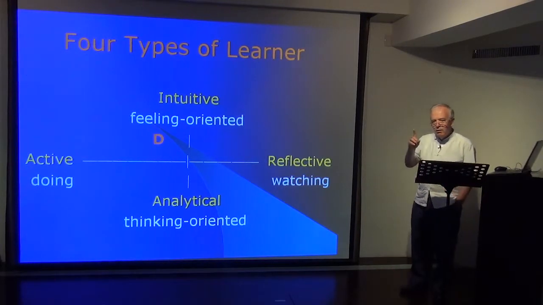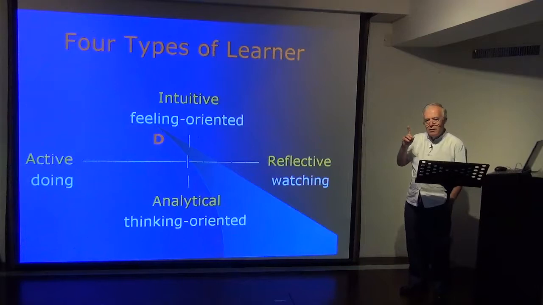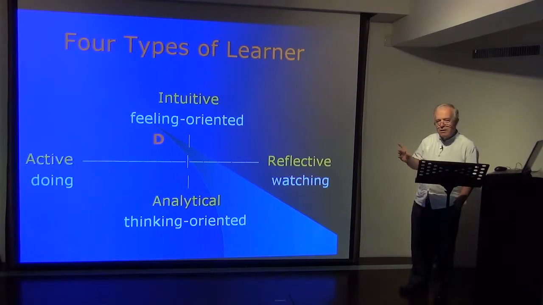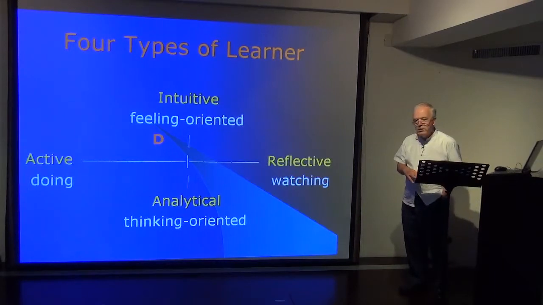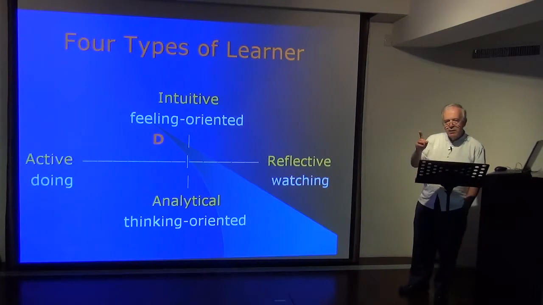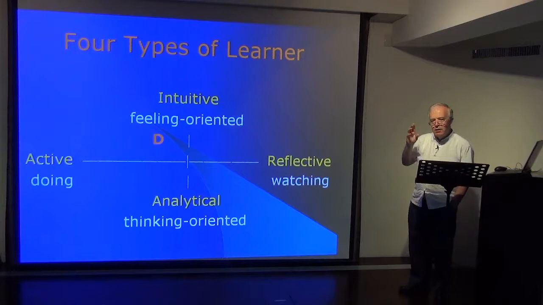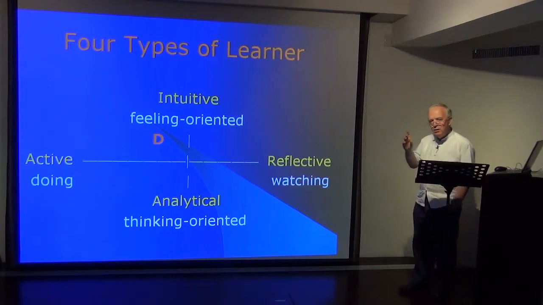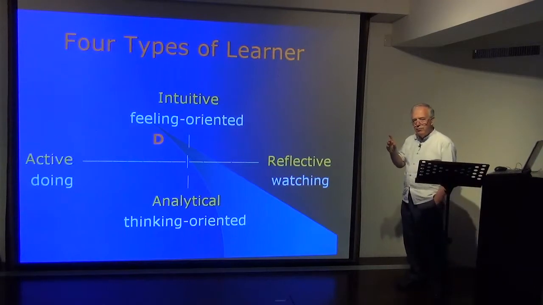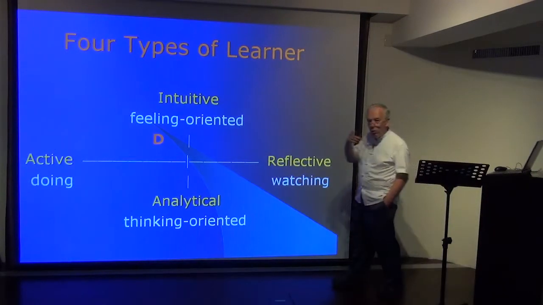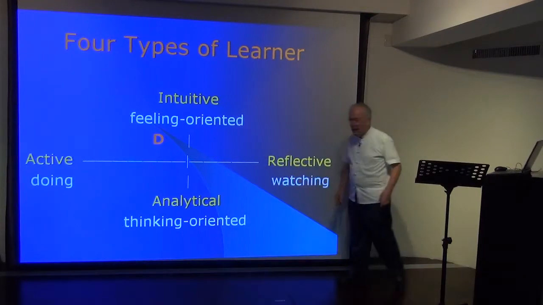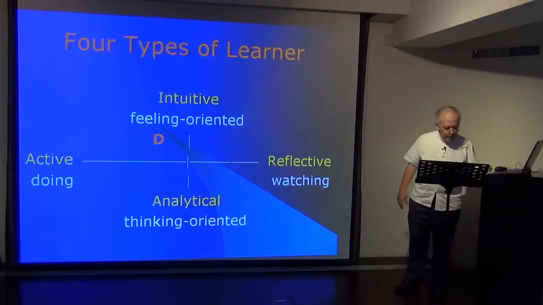1, 5, 9, 13, 17, 21. I'll say it again. 1, 5, 9, 13, 17, 21. If you had 5 or 6 of those, then you're what we could say is a high D learner.